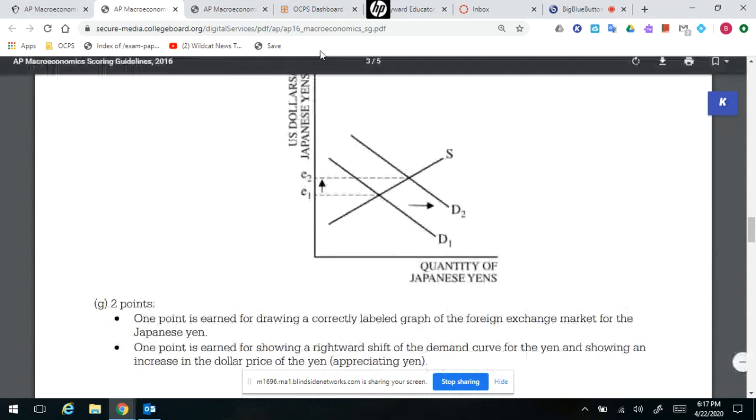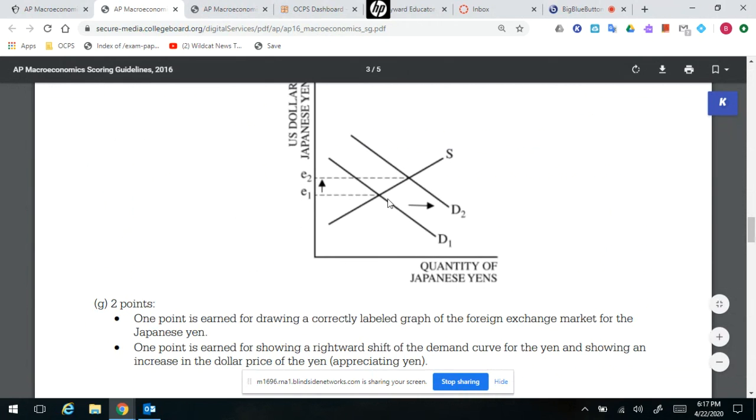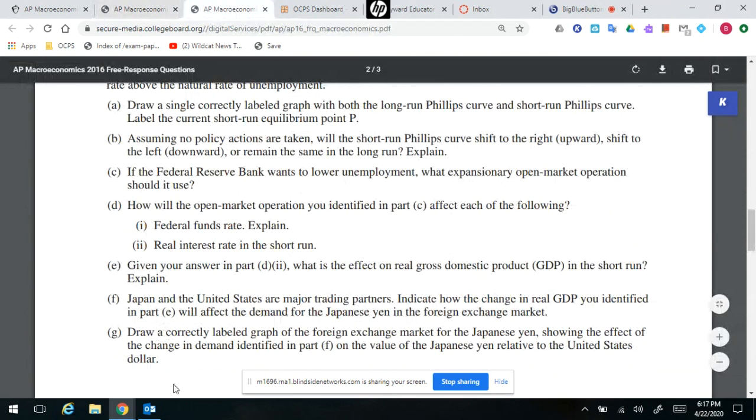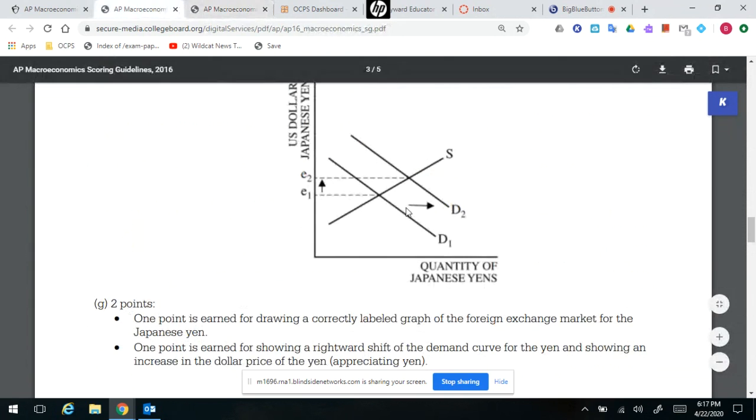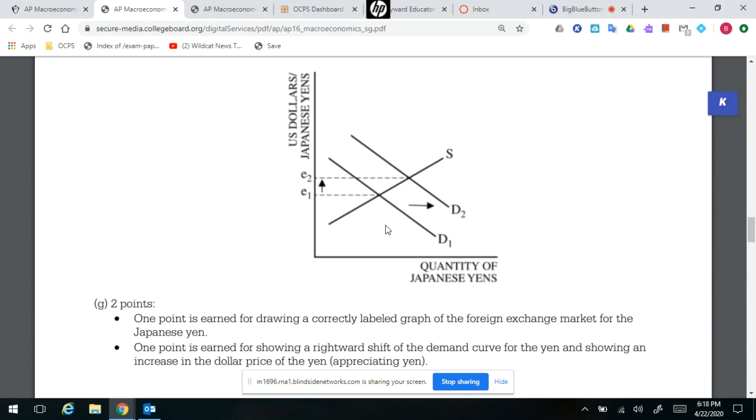So I guess in G here, they're asking us to graph this. And as you demand more of something, demanding more of that Japanese yen, I'm guessing they're going to ask, how does it impact the value of currency? So let's see here. Draw a correctly labeled graph of the foreign exchange market for the Japanese yen, showing the effects of the change in the demand in Part F on the value of the Japanese yen relative to the United States dollar. Oh, okay. So yeah, you're seeing that we're demanding more yen. And as you demand more yen, the Japanese yen will appreciate, and for comparison purposes, the US dollar will depreciate.